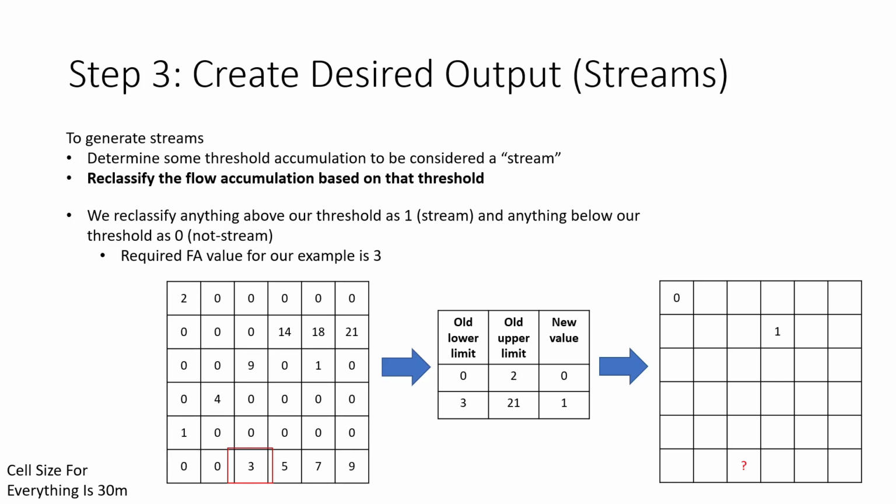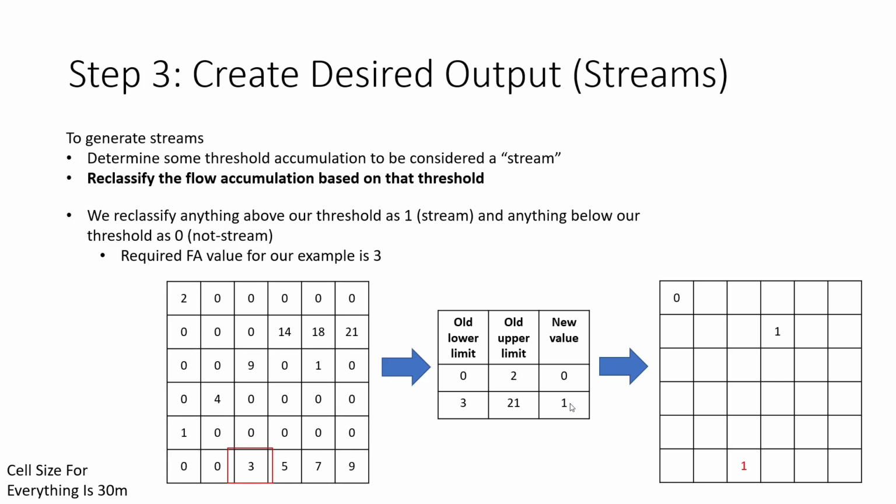Well, we can look at our table again. Here, 3 is the lower limit for the new value, because again, we set it up saying 3 or greater, meaning 3 was included in the stream values. So because 3 is included, a value of 3 is going to map to 1, meaning our flow accumulation raster value of 3 is going to be reclassified to a value of 1, meaning that it would be considered a stream.